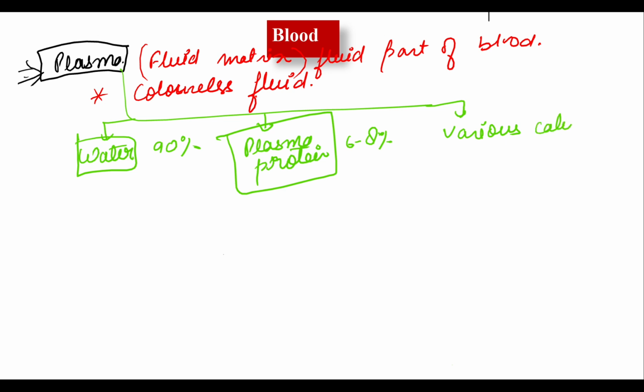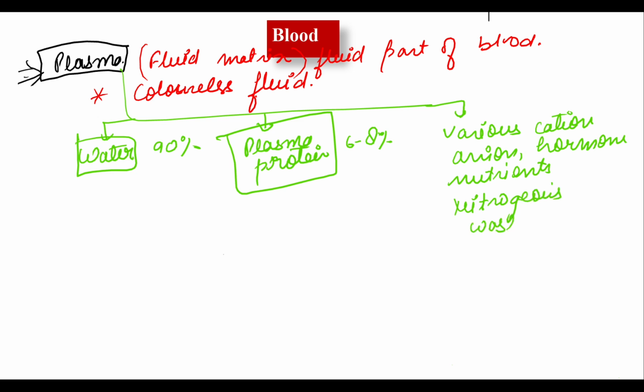Okay, cation, anion, hormones. It contains nutrients, nitrogenous waste. Different types of gases are also present here. Gases, can you tell me what type of gases are present in it?